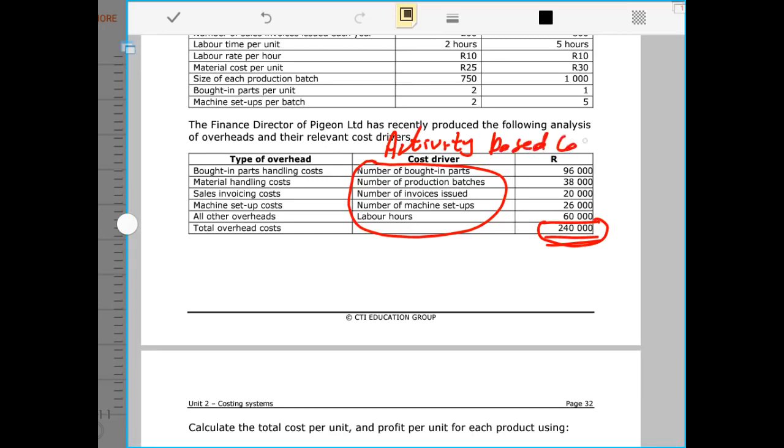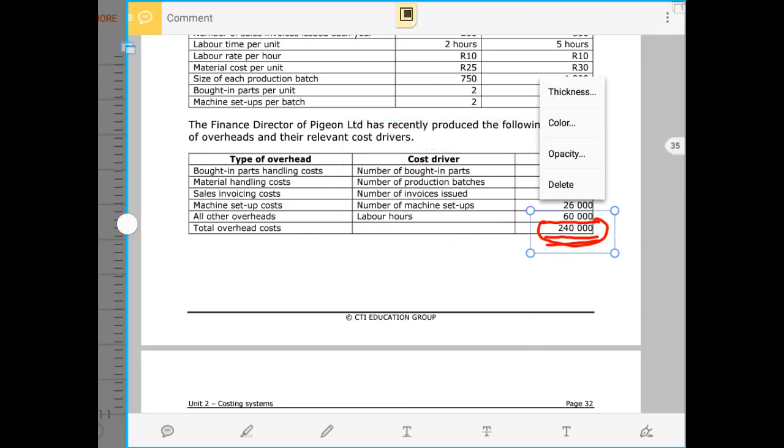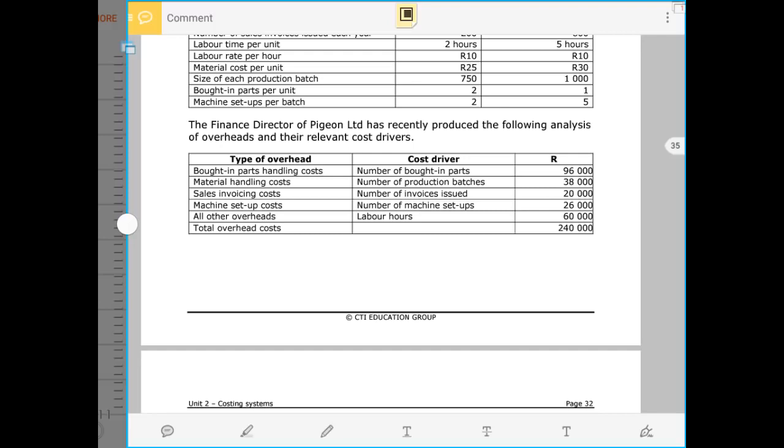Activity-based costing. This method is normally called ABC. The ABC comes from activity-based costing. So now we'll only use these cost drivers when we are using activity-based costing. But when we do the traditional method, we allocate our overheads using the blanket approach to allocate our overheads.